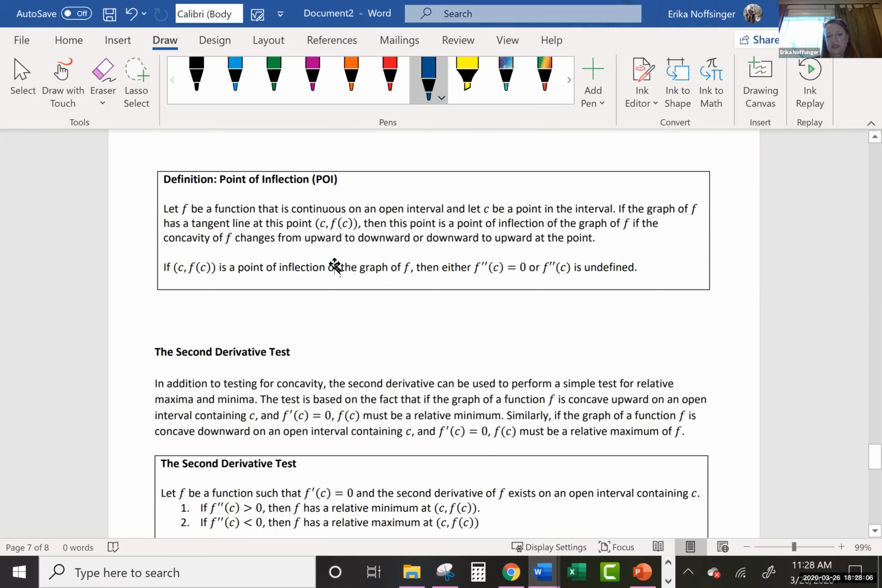So let me just kind of read through this. So definition of point of inflection. Let f be a function that is continuous on an open interval. We're going to let c be the point in the interval. If the graph of f has a tangent line at this point c, f of c, then the point is a point of inflection of the graph of f if the concavity of f changes from upward to downward or downward to upward at that point. We would say if that happens, then that c, f of c is the point of inflection of the graph of f. And when we did this, either f double prime of c was equal to 0 or f double prime of c was undefined.